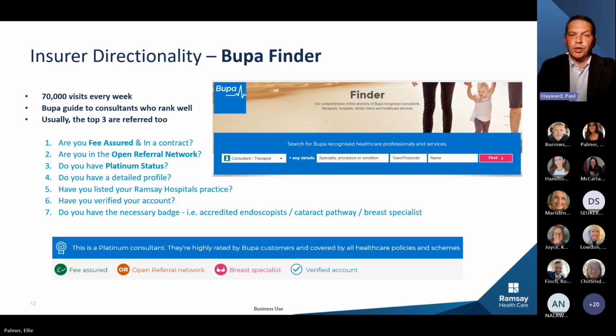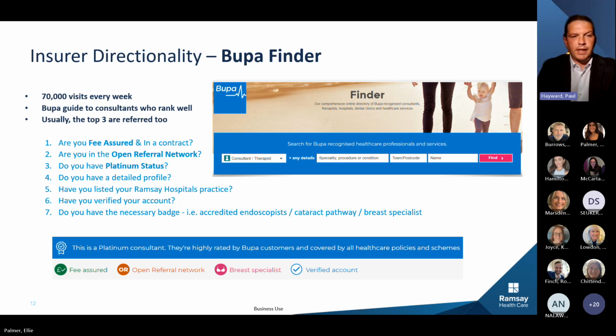Bupa tend to guide their patients to the consultants who appear at the top of Bupa Finder and at the top of their algorithm. So it's really important, if you want to see an increase in Bupa referrals, you try to make sure that you're ticking all the relevant boxes for Bupa. So being fee assured, being on their open referral network, and making sure that you're maximizing that profile appearance.